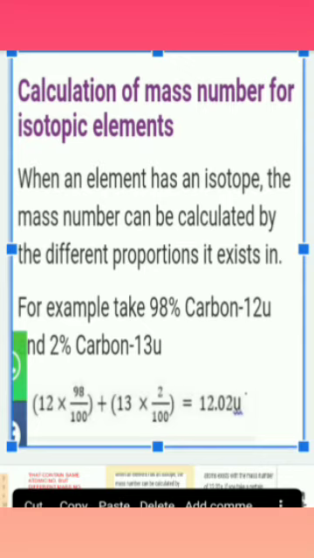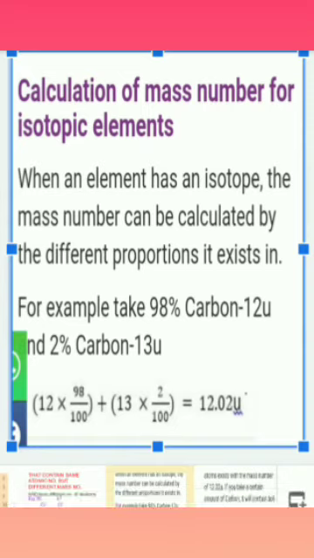Carbon 12 has 6 neutrons and carbon 13 has 7 neutrons. If I use the calculator, we get 12.02 U, where U means atomic mass unit. This is how we have to calculate the mass number of isotopic elements of the same element. Other elements need no such calculation; only isotopic elements have to be calculated like that.